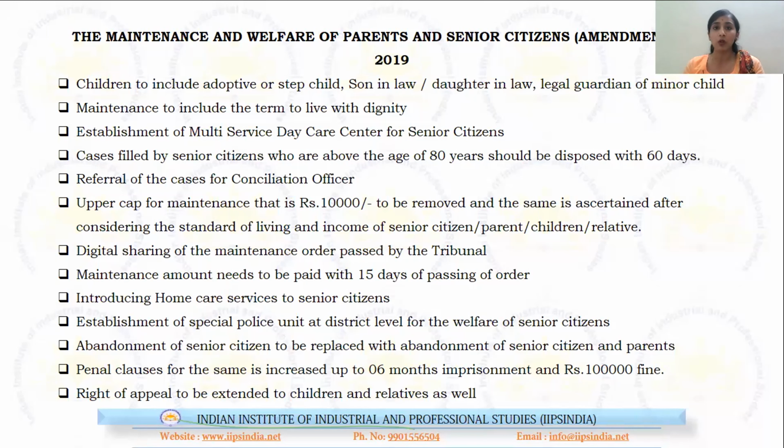So this is all about the Maintenance and Welfare of Parents and Senior Citizens Amendment Bill of 2019. As I said, this is approved by the cabinet, and this is for review with the standing committee. We are hoping that this enactment will be brought into force by this year end, or at the earliest by the next year, 2022, or something like that.